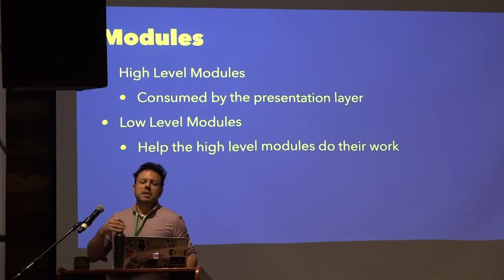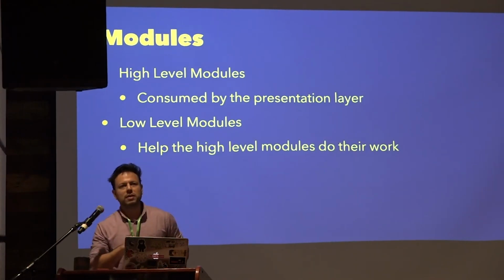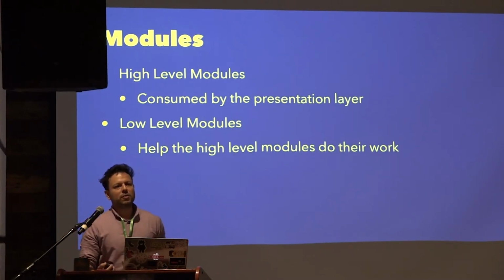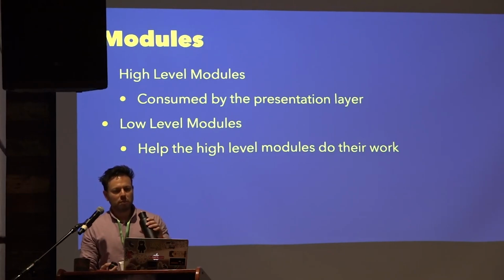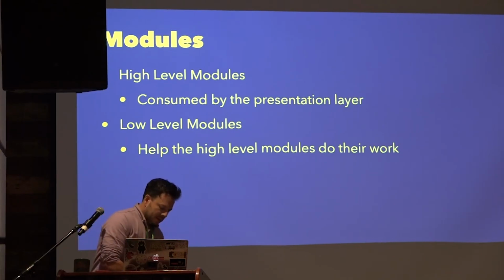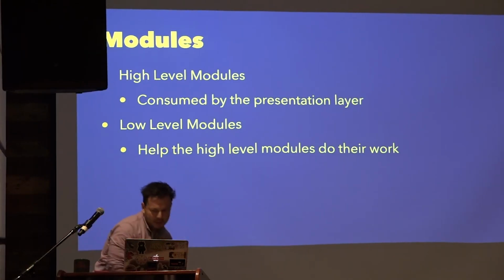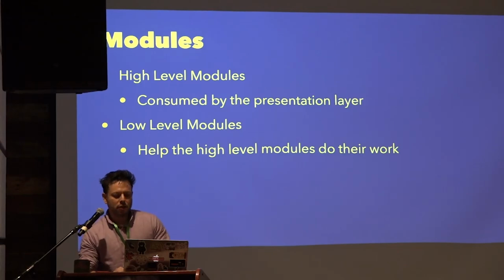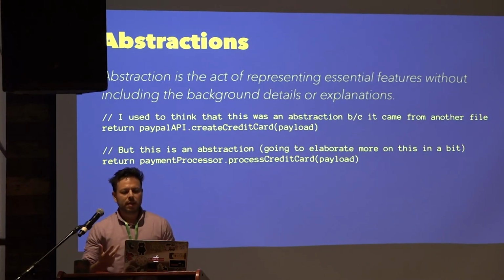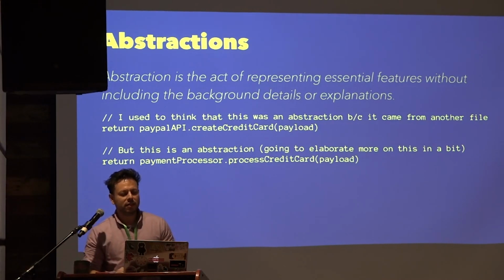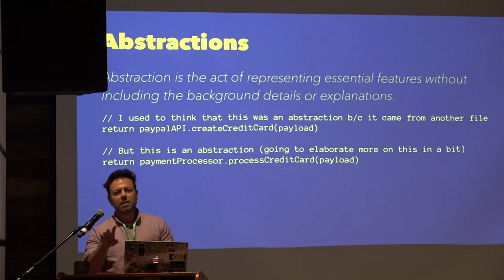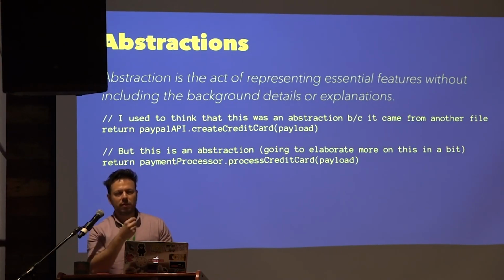So for me, the biggest change when I started going through all of this was realizing that not all logic is the same. There's different kinds of logic, and maybe we shouldn't group it all together. And you can separate it through the concept of what's called an abstraction. By definition, abstraction is just the act of representing essential features without including the background details or explanations. And I'll dive a little bit more into this and show you concrete examples of abstractions.